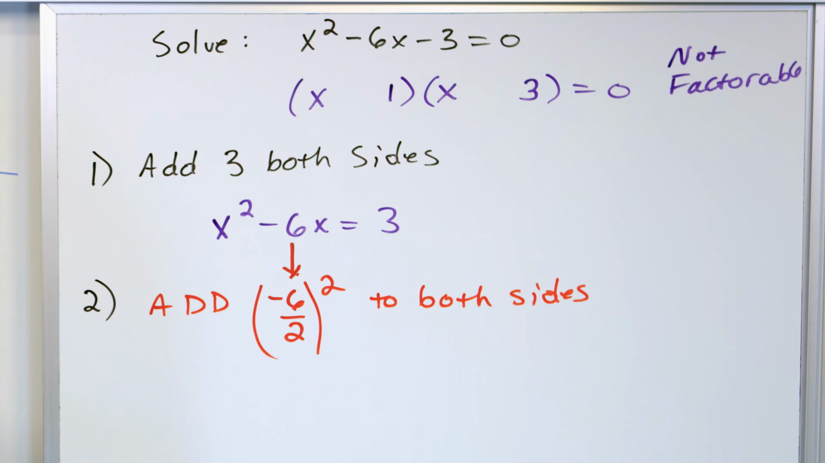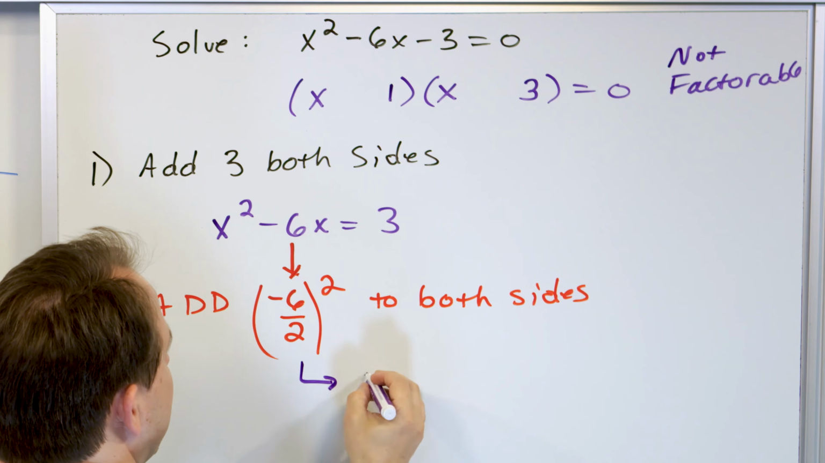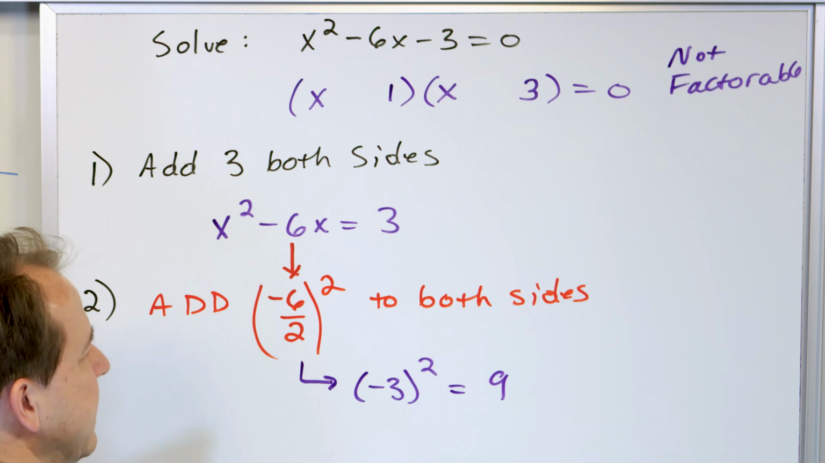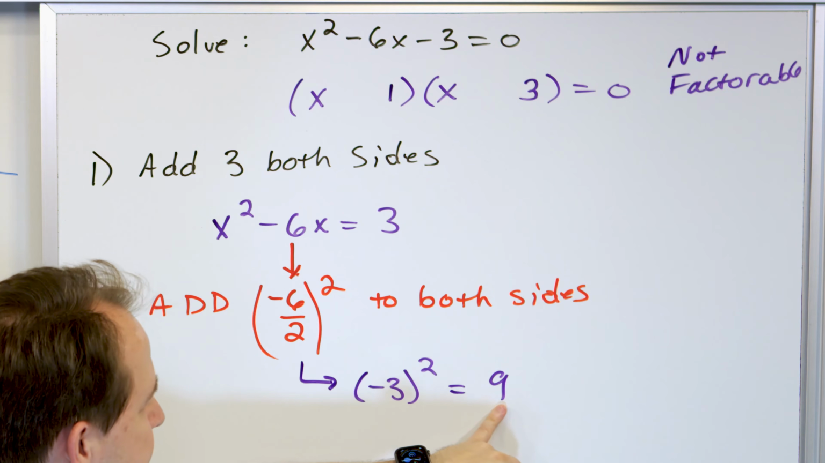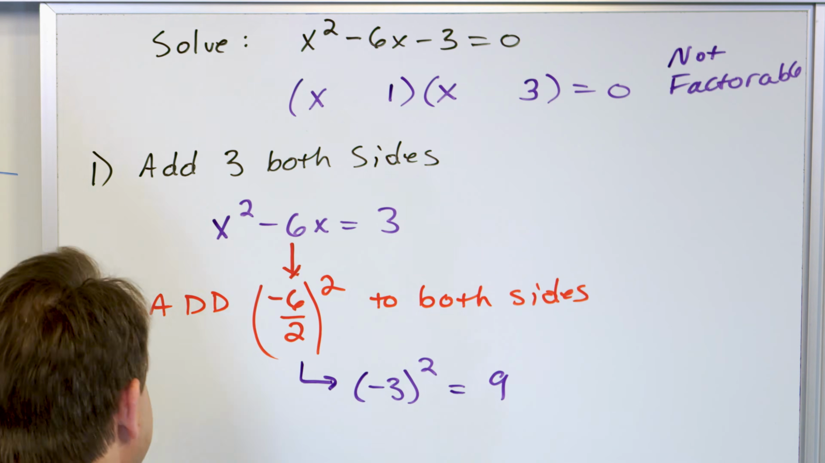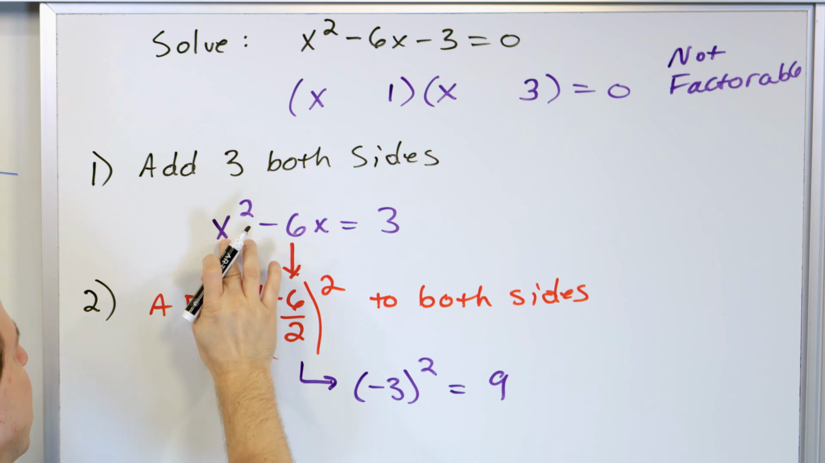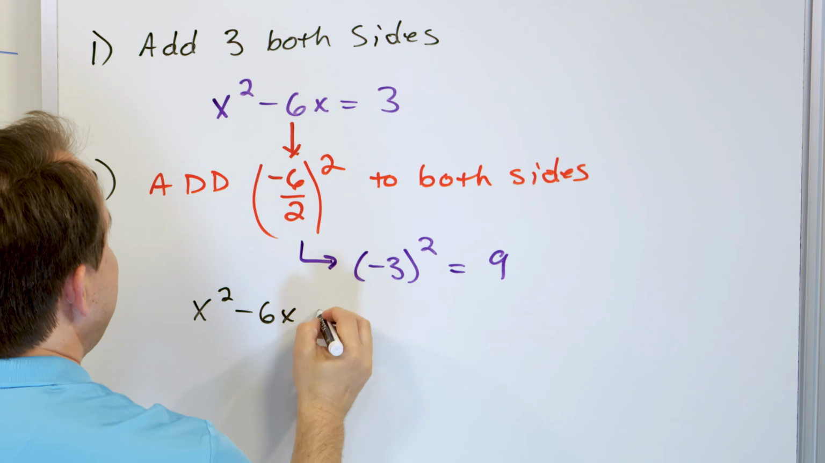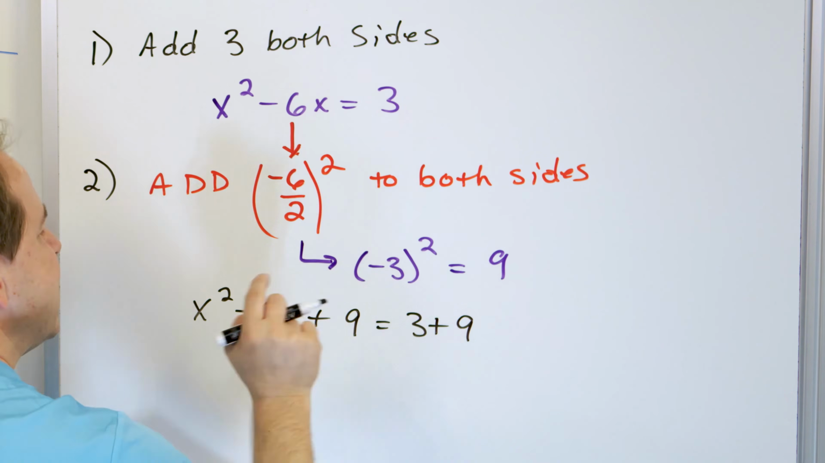Now, it turns out in this case that -6/2 is very easy. So this actually comes out to be what? -3 quantity squared. -3 times -3 is actually +9. So we're not actually going to add this fraction. What we do is we calculate it, we get a 9. So we add 9 to both sides, right? So the end of step 2 is we take what we had at the previous step, x squared minus 6x, and we add 9 to the left and add 9 to the right. We had a 3, so we add 9 to both sides.